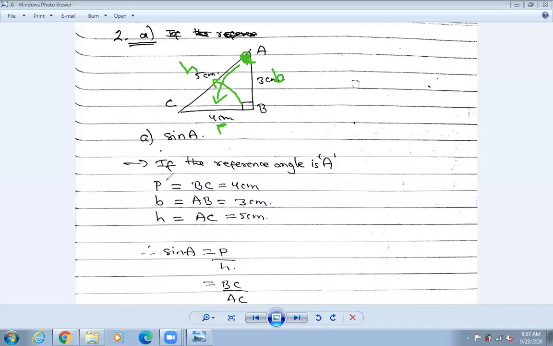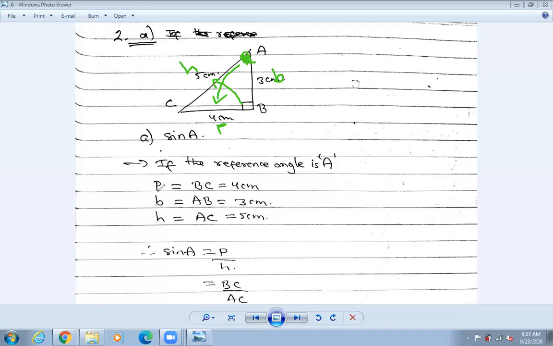So P, what is the value of P? P means BC. Right? Base, B is AB. And what is the hypotenuse? Hypotenuse is AC. So what is the value of H? H means 5. So base is 3, and perpendicular is 4 centimeter.